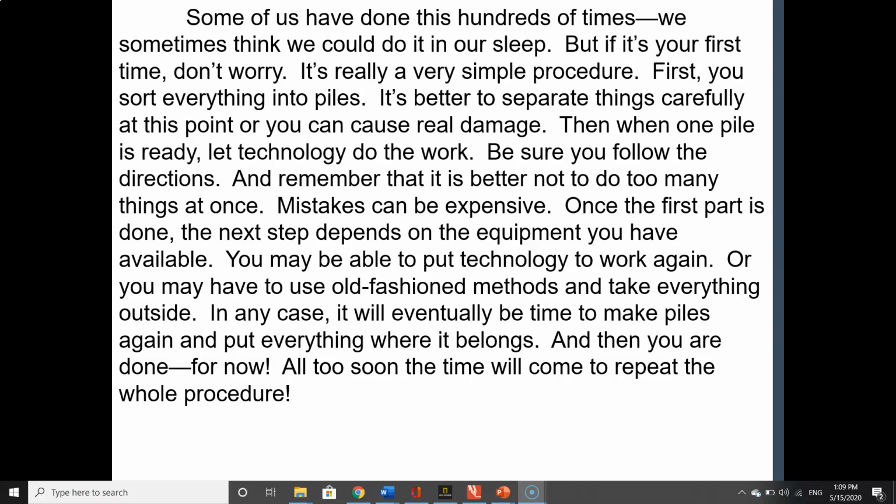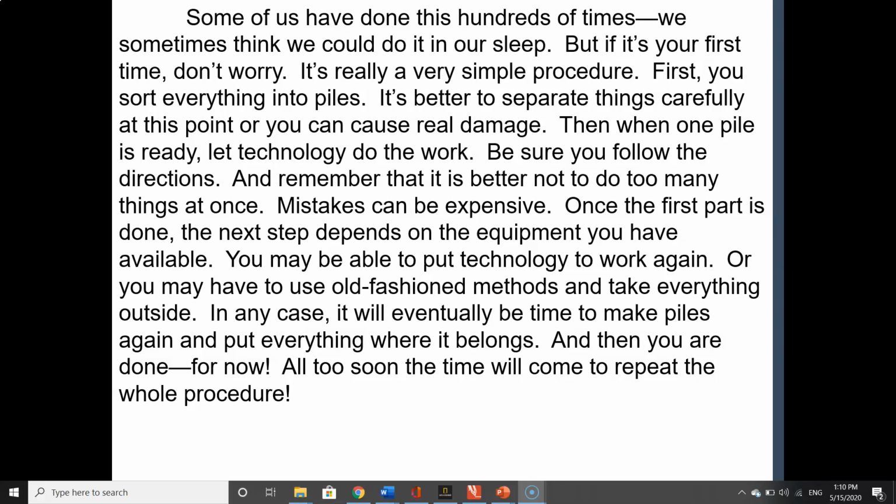Mistakes can be expensive. Once the first part is done, the next step depends on the equipment you have available. You may be able to put technology to work again, or you may have to use old-fashioned methods and take everything outside. In any case, it will eventually be time to make piles again and put everything where it belongs. And then you are done for now. All too soon, the time will come to repeat the whole procedure.